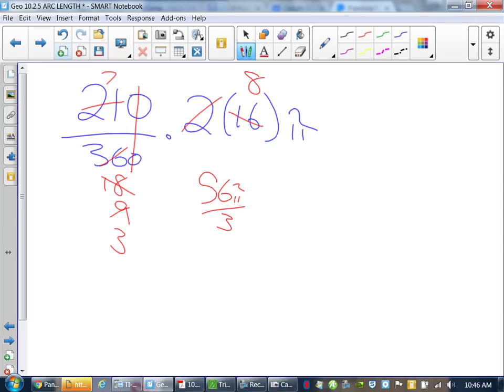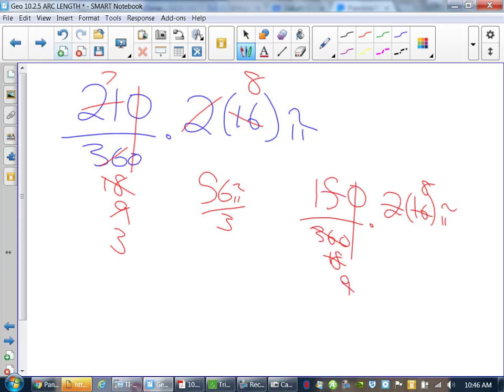The other one would then be, what was it, 150? The other one would have been 150 over 360 times 2, 16, and a pi. Zeros again. And you have 40 pi over 3. Okay. And that's how that would work.